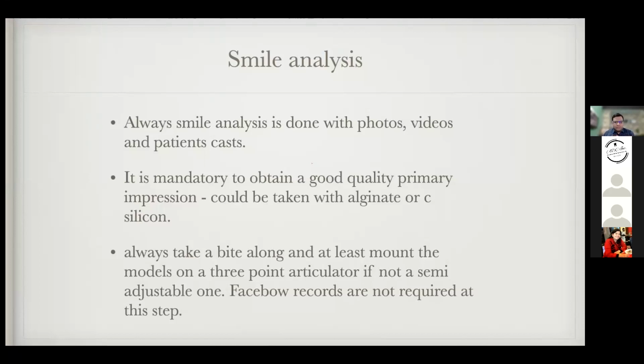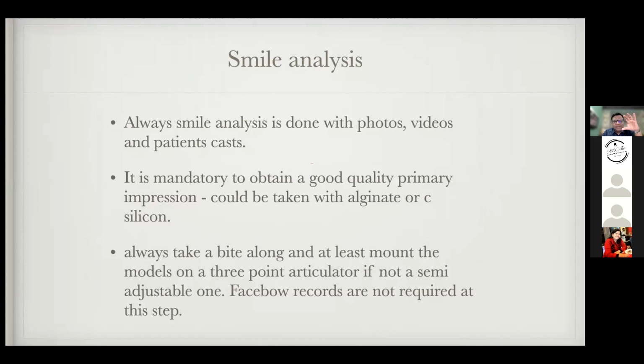I see a lot of people messaging me on social media, on phones, and sending me photos of the patient, sending me some videos of the patient, and saying, sir, can you analyze the smile and let us know what can be done. Without the patient's cast, frankly, the analysis is always half done. I do not know what it is like in the mouth. So at least take good photos, videos, and the patient's cast, and now mount those casts.